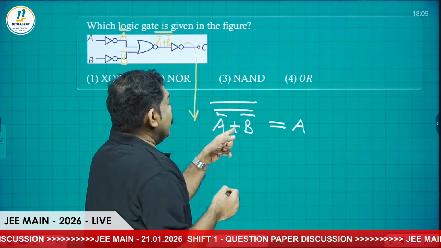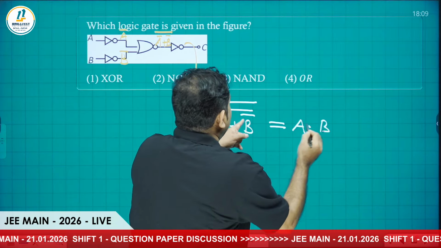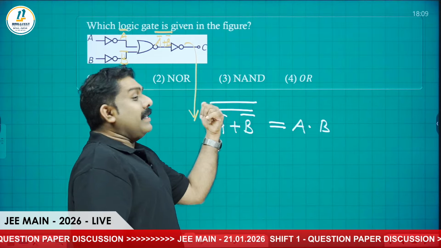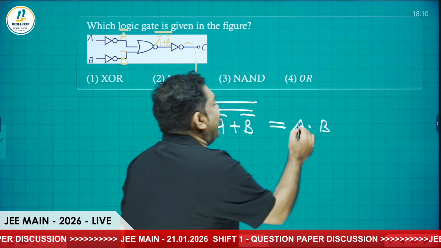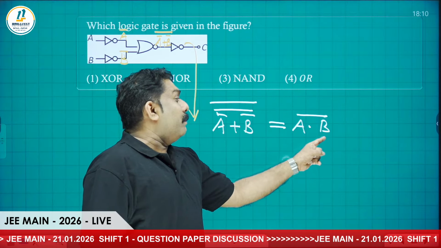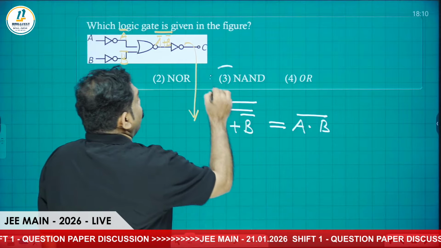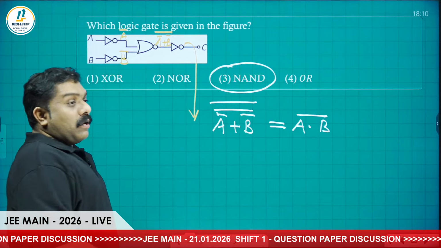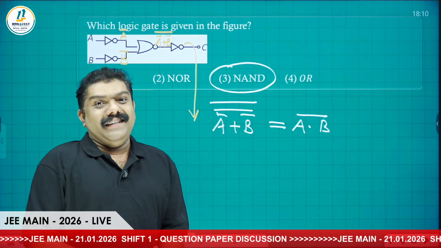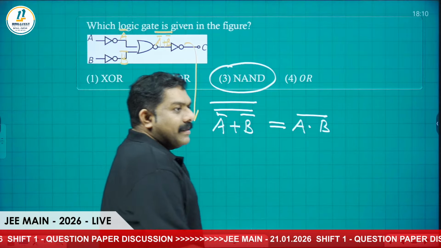And here this OR is there. OR complement is AND. And B complement of complement is B only. And then the top one complement is remaining, so we can write A and B, then complement. Means it is a NAND gate. So we can say it is the NOT of AND gate, that is equal to a NAND gate. I think option third is the right answer.